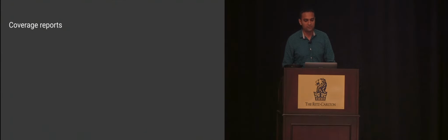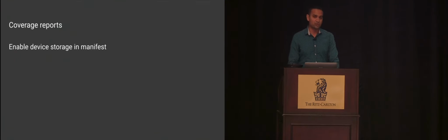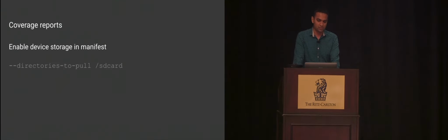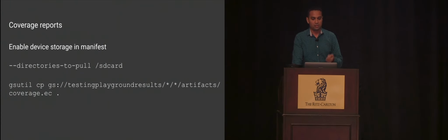So how do you fetch the coverage report? As I mentioned, you have to enable device storage in the manifest as true. When you run the command, you'll have to specify directories to pull, so it'll pull everything from the SD card from the device. And then you just specify the location of the coverage report in the bucket and pull it.